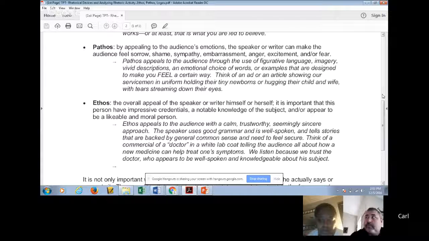In my opinion, this is the most vital one, but like I said, it's all open to your interpretation and your opinion. A lot of people may not think it's the most important. Other people may think logos or ethos is the most important. But you have to determine that for yourself. So it gives the audience feelings of shame, empathy, sympathy, embarrassment, anger, excitement, and or fear.